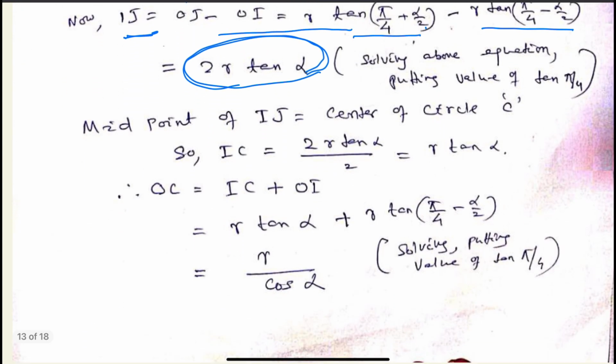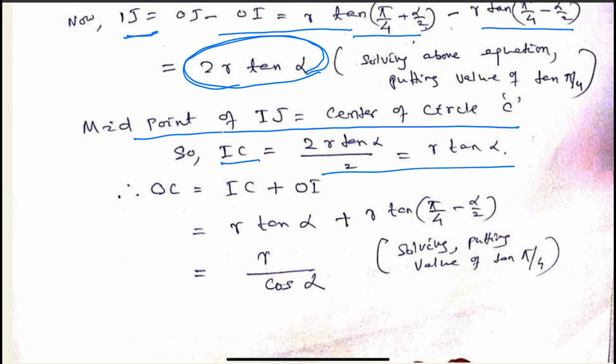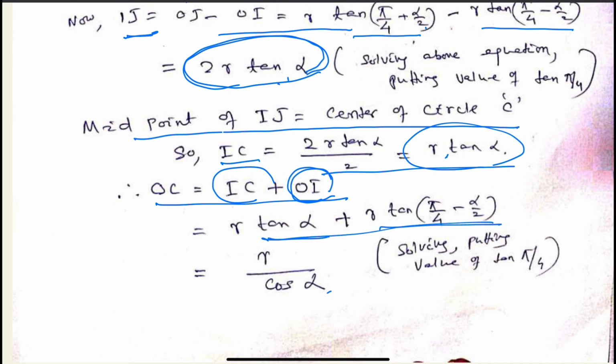Now we will find the central distance. The midpoint of Ij is the center of the circle, which is Ic. This will be half of this, so it will be r tan alpha. Now OC will be Ic plus Oi. Ic we know, and Oi we know from the triangular relation. So solving this, we got r by cos alpha as the distance OC from the center for making a 2 alpha angle at the center.